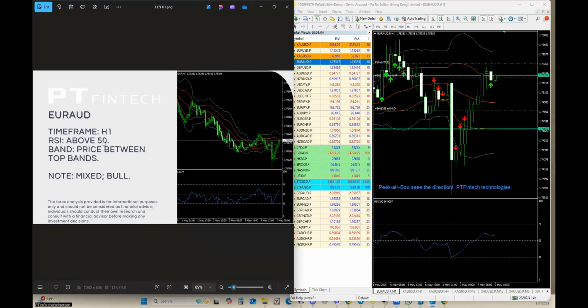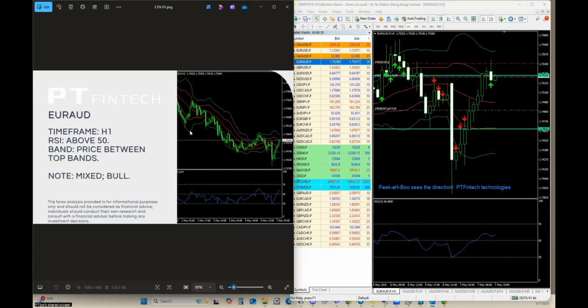Based on H1 on Euro AUD, RSI is above 50. That is different from the potential bearishness I'm seeing. When RSI is above 50, we know that there's more bullish momentum. And now with the bands, prices are between the top bands. With the Bollinger bands, prices on the top bands is a very classic bullish indication.